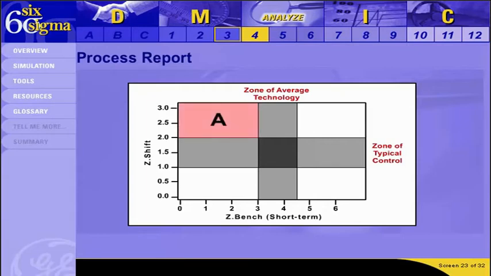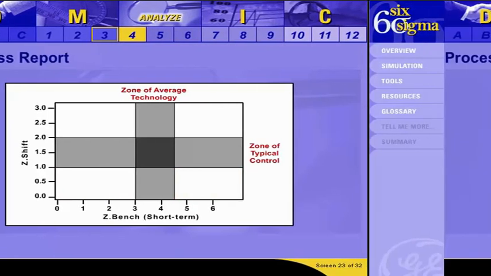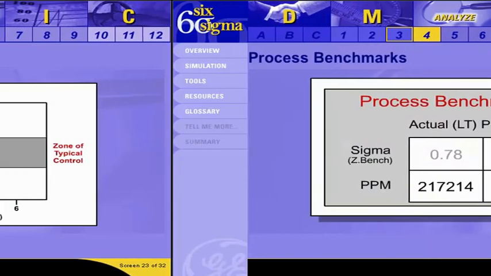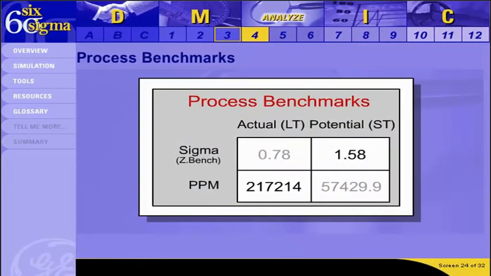Quadrant A shows poor control and poor technology. Quadrant B shows good technology, but a poorly controlled process. Quadrant C shows good control, but not good technology, while Quadrant D is where we want to be, with good control of good technology. The final area we will look at on the process capability executive summary is the process benchmark box.